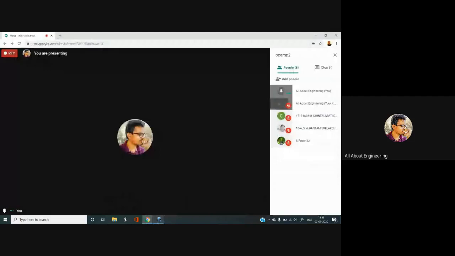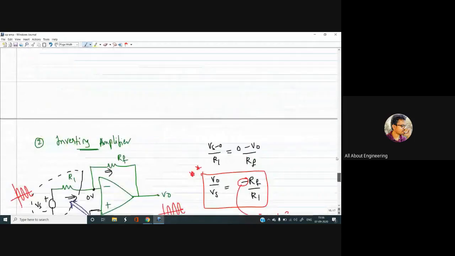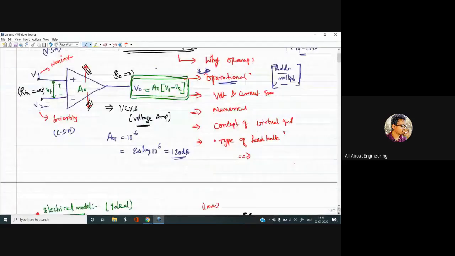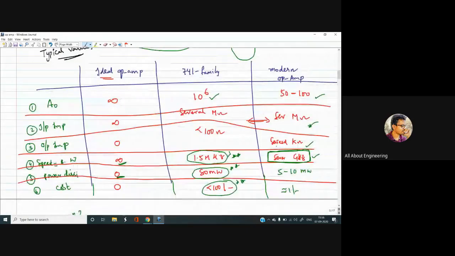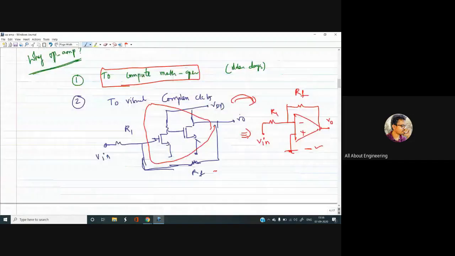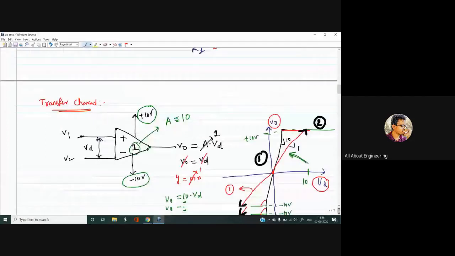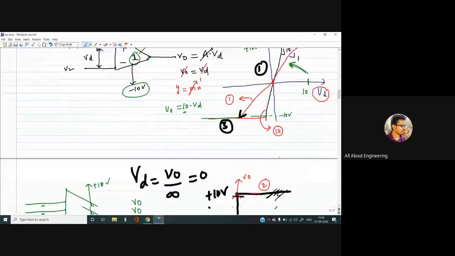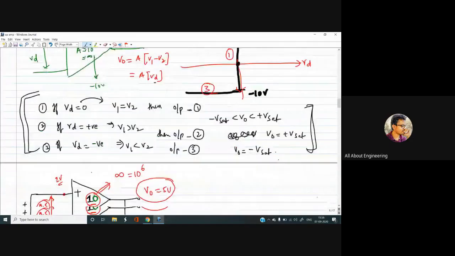From the beginning, we started with the basic concept of an op amp. Then we saw how the output would be, and the concept of the electrical model and typical parameters of different types of operational amplifiers, that is ideal op amp, 741 family, modern op amp. And then why operational amplifier, that is to compute mathematical calculations and to visualize complex circuits in a simple way. Then I explained the transfer characteristics of an amplifier with unity gain, and gain increasing slightly. Then we made the point that as the gain of the amplifier increases, the error between those two terminals will converge or reduce.